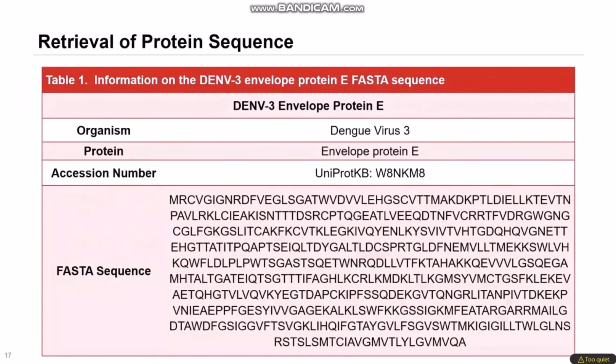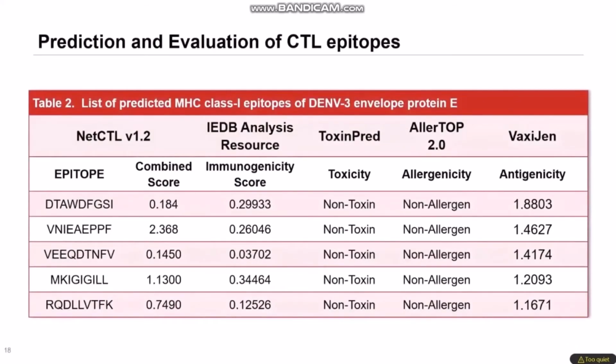So for the results, first, retrieving the envelope protein E sequence for dengue virus type 3 is the initial step in antigenic peptide prediction. The UniProt database listed about 495 amino acid sequences of the dengue virus E protein from serotype 3. Shown in Table 1 are the top 5 most antigenic MHC class 1 epitopes, using VaxiJen, of the dengue virus 3 envelope protein E.